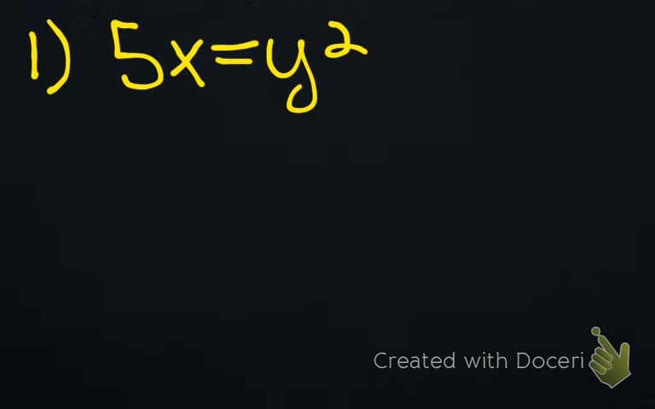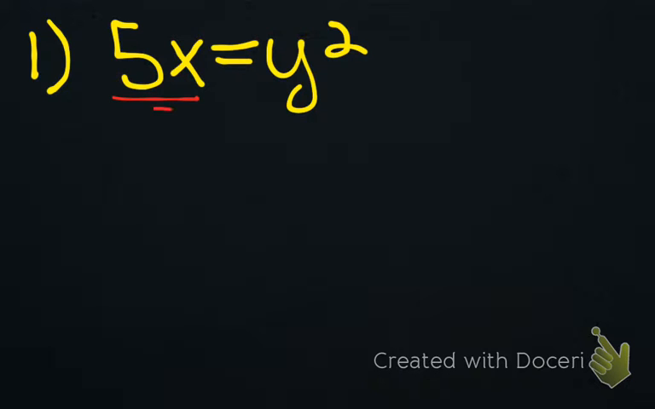So first we have 5x equals y squared. So we want the x by itself, because remember, if you saw my last video, we saw that instead of the vertical parabola being y equals the vertex form, we have x equals the vertex form. So that's why we need to bring the x by itself. So let's go ahead and do that.